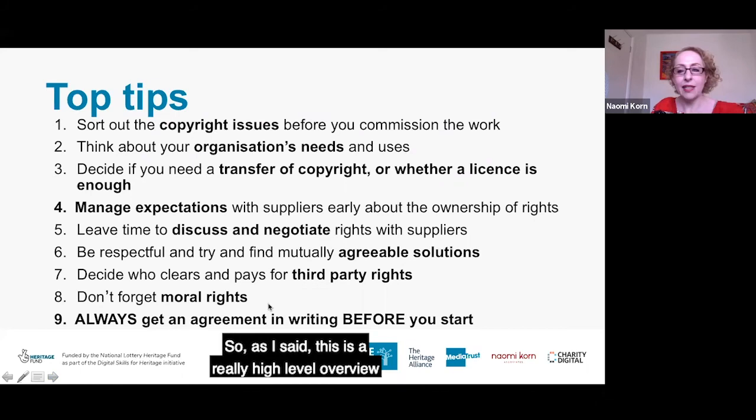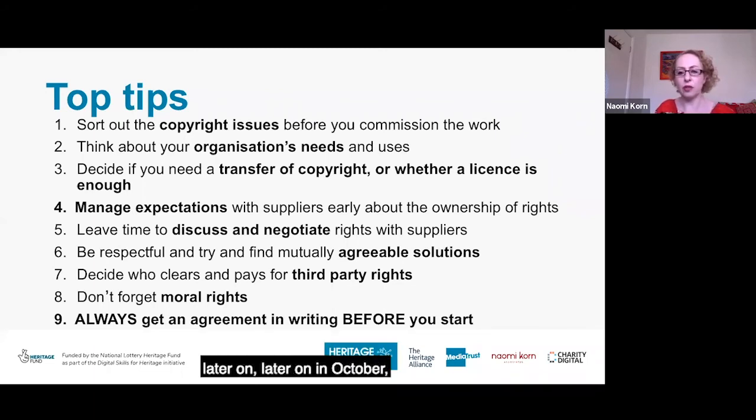So, as I said, this is a really high-level overview of the issues, and there's lots more detail in the guide that will be produced by Heritage Digital later on in October. But what are some top tips from me to you where we are right now? So, crucially, think about what you need. What are the rights you need before you commission the work? Okay, sort them out. Think about what your funders are requesting. Okay, we mentioned the CC BY licence from the National Lottery Heritage Fund, for example. Think about what you need.